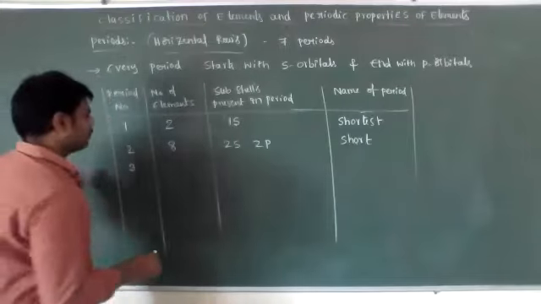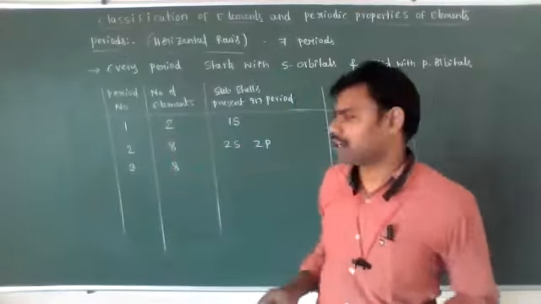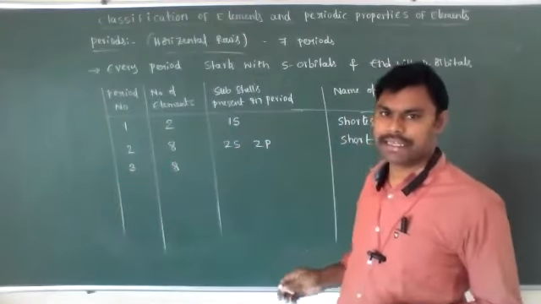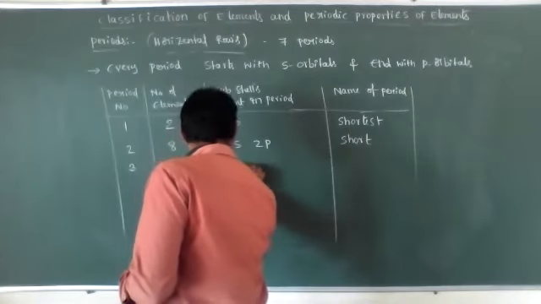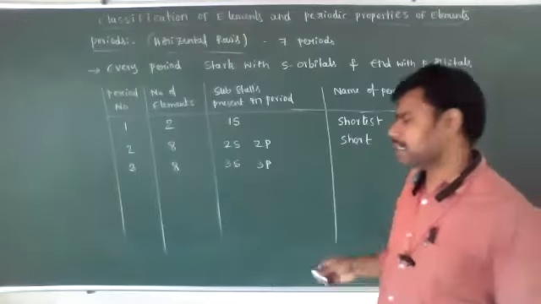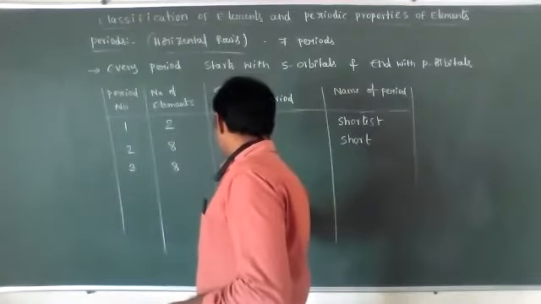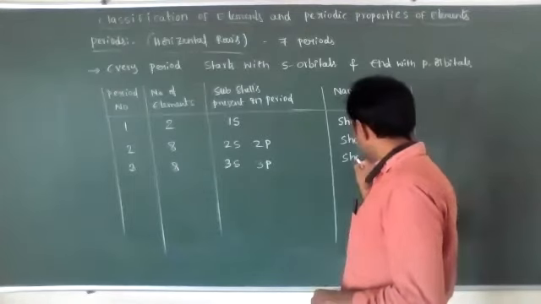Next, the third period also has 8 elements. It contains 3s and 3p orbitals. This is also called a short period.